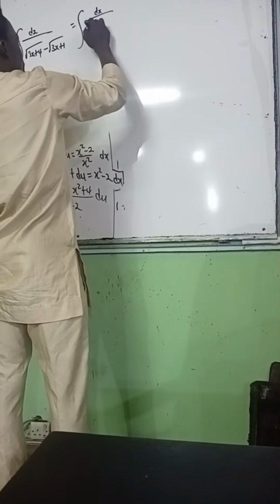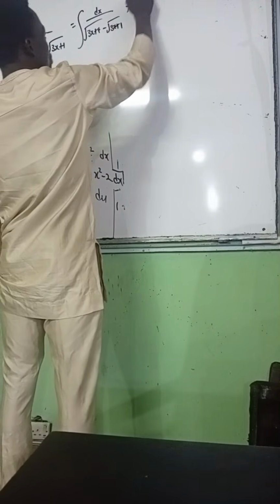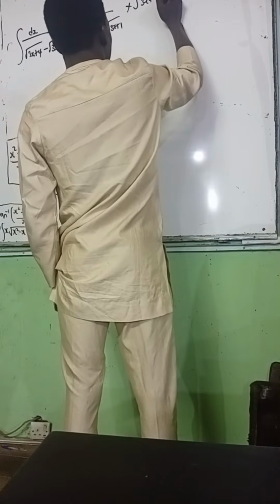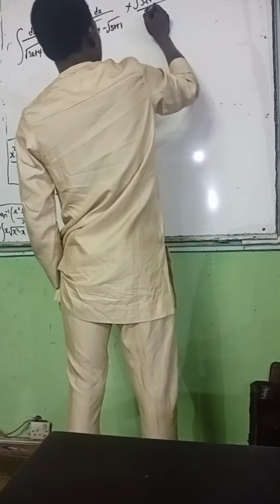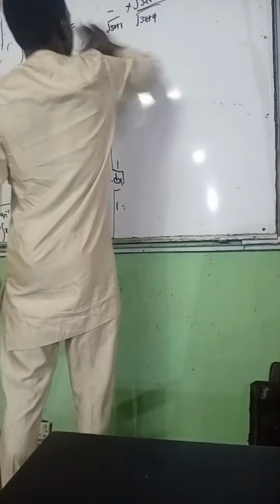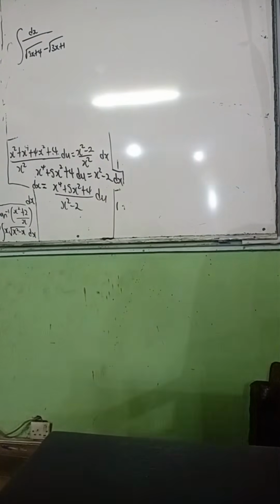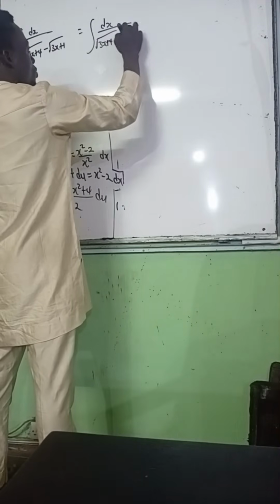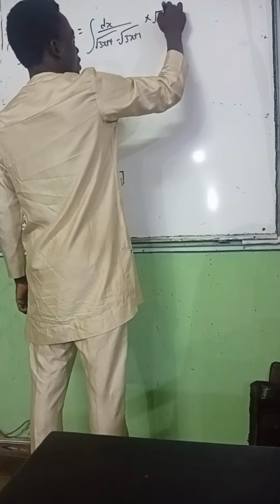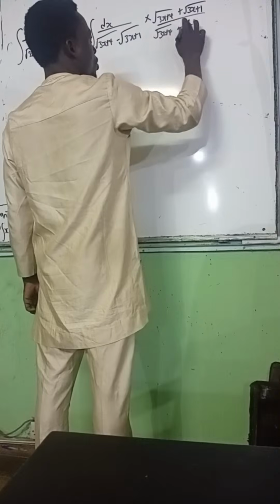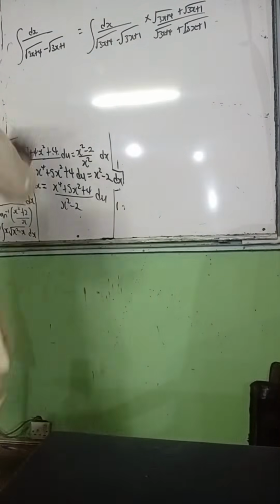dx over root 3x plus 4 minus root 3x plus 1, times root 3x plus 4 plus root 3x plus 1, over root 3x plus 4 plus root 3x plus 1. Let me see whether the question is showing. Sorry. Equals the integral of dx over root 3x plus 4 minus root 3x plus 1 times root 3x plus 4 plus root 3x plus 1, over root 3x plus 4 plus root 3x plus 1. I think this one is showing.